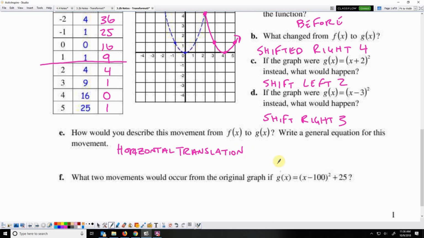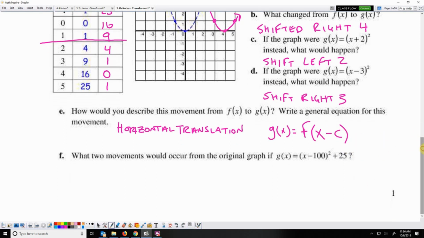And a general equation for this, g of x equals the original function plus a constant, but that is inside, so it's f of x, and I'm going to put minus c, because in this case it goes the opposite direction. So if c is a positive, it goes minus that positive, which means it goes left. If c is negative, then minus negative becomes a positive, and it shifts right. So that minus right there really means just go opposite the sign.